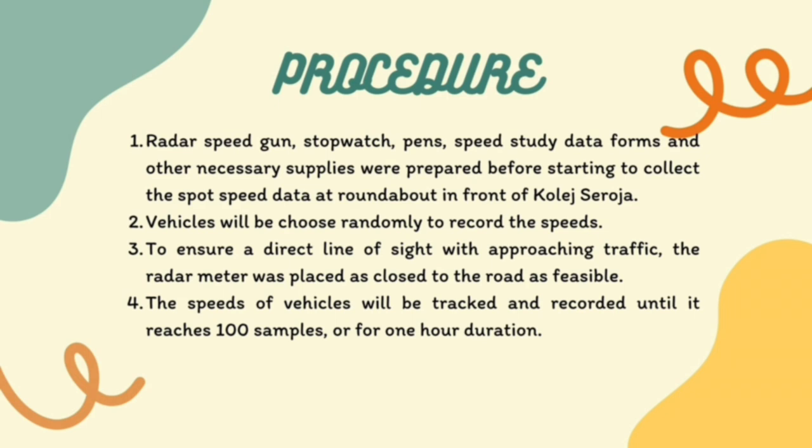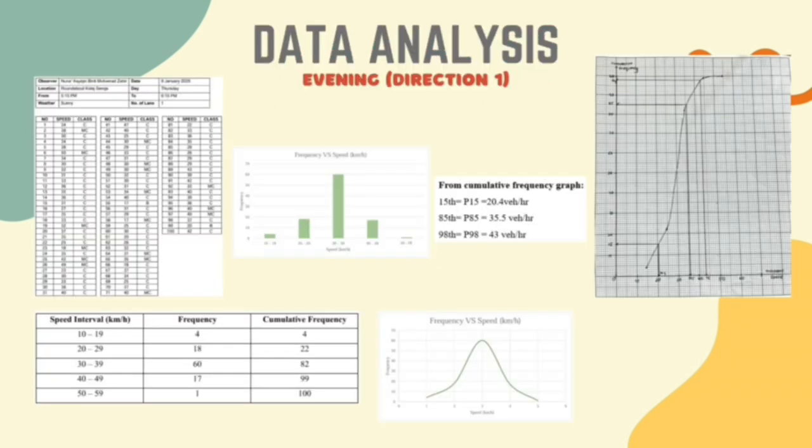To ensure a direct line of sight with approaching traffic, the laser meter was placed as close to the road as feasible. The speed of vehicles will be tracked and recorded until it reaches 100 samples, or for 1 hour duration. For the data analysis, we have 3 different directions: direction 1, direction 2, and direction 3. All 3 directions have data for both evening and morning on 2 different days. By right, we have 3 different sets of data for each lane for both evening and morning.